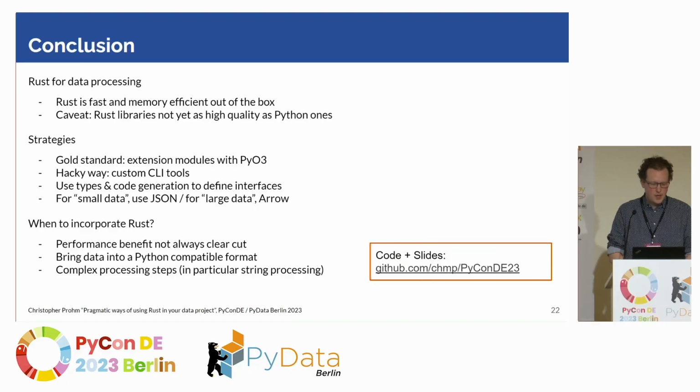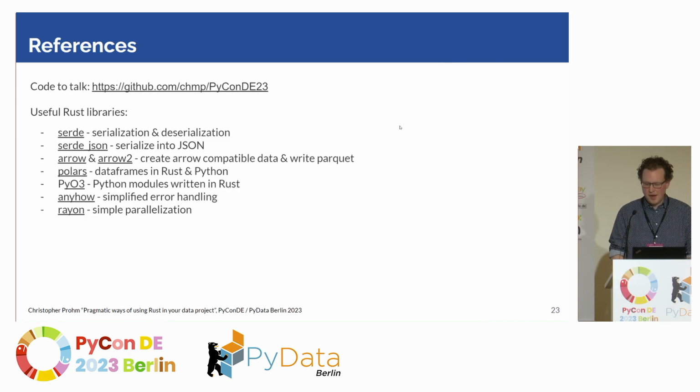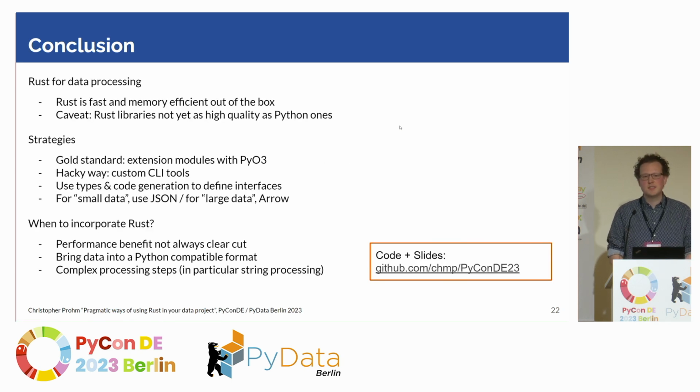And finally, some tips on when to incorporate Rust. First of all, I think performance benefits are not always clear-cut. The story of "I will add Rust and suddenly it's a factor of 10" can sometimes be the case, but quite often it will not be the case. The underlying reason is that lots of Python libraries are already written in C and are fast out of the box. Here the thing is really if you leave the confines of these libraries and you need to do something custom, then I would investigate Rust and look into that as an option.